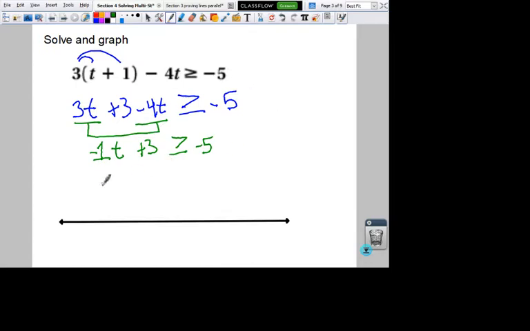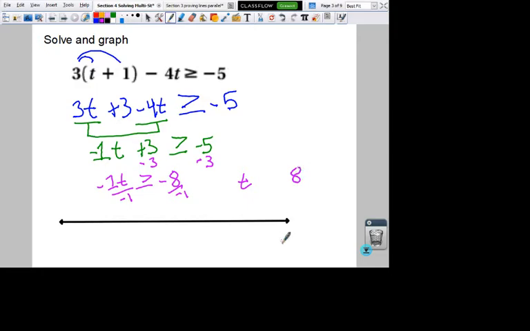Yep, we're going to get rid of the 3. We're going to minus 3 on both sides. So let's minus 3, minus 3. I have negative 1t greater than or equal to negative 5 minus 3, which is negative 8. Alright, we got to keep going. Alizea, what are we doing next? Divide by negative 1. Yep, we're going to divide by negative 1. I'm going to get t, and I'm going to get a positive 8.